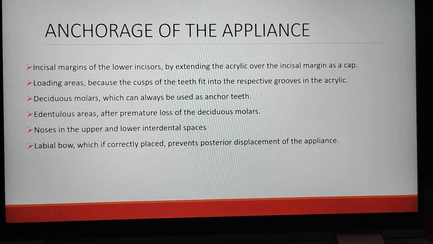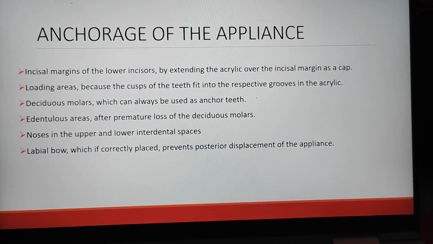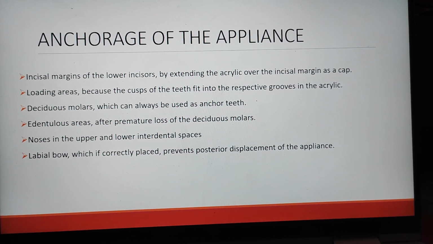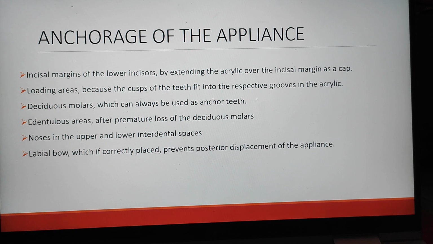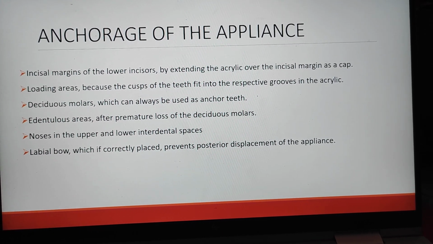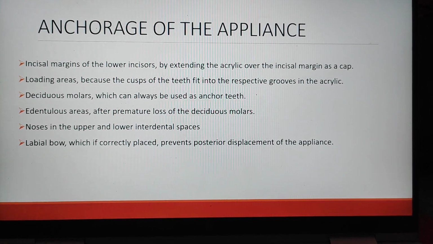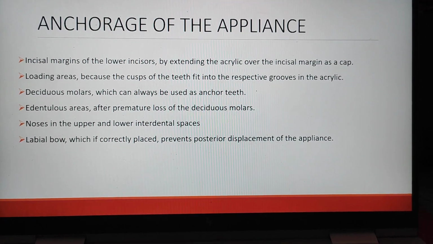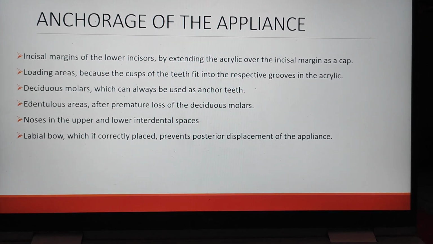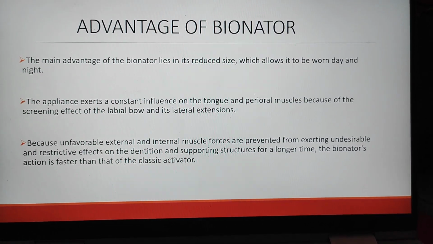Now the appliance draws its anchorage from various regions. The first is the incisal margins of the lower incisors, by extending the acrylic over the incisal margin as a cap. The loading areas, where the cusps of the teeth fit into the respective grooves in the acrylic. Deciduous molars act as anchor teeth. Edentulous areas, as in premature loss of the deciduous molars. Noses and labial bow, which prevent the posterior displacement of the appliance.